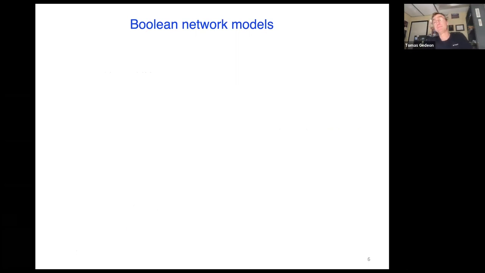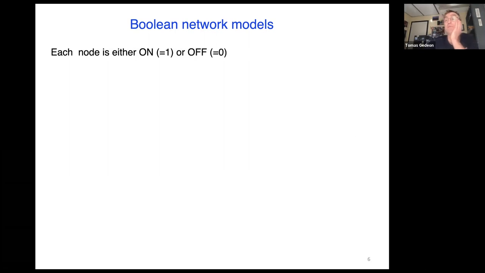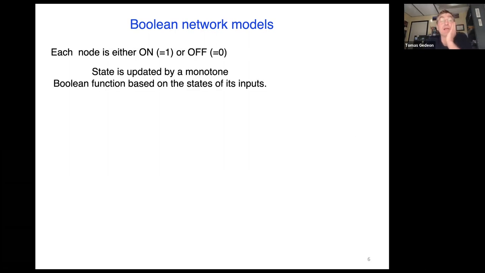I'll start with one approach which people have used in biology, which is using Boolean network models. In this case, you essentially discretize everything in the biggest possible way and say, okay, each node, each gene, is either on, one, or off, zero. And you update the state of the network from one to zero or vice versa based on some Boolean function based on the states of the input.